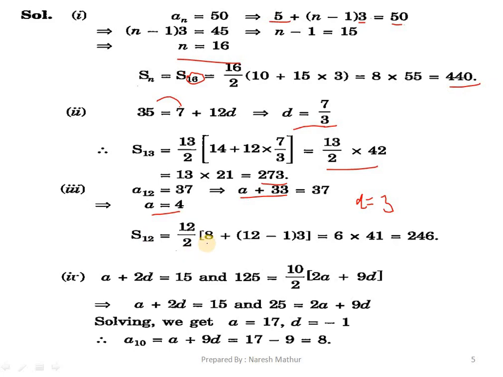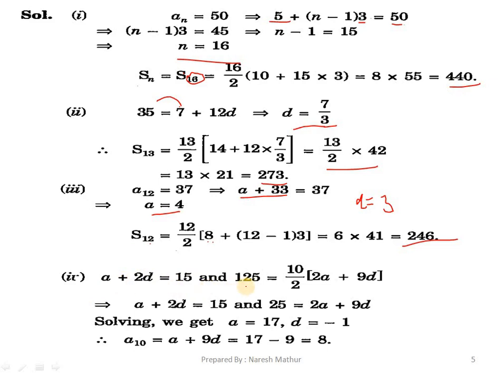Sn equals to n by 2 times 2a plus n minus 1 d. Just put all the values. We have n, we have a, 8 is the value of 2a. We have d, we can get the value of S12. Easy. Next one. Now we were given a3 equals to 15. A3 is given as 15, which means a plus 2d equals to 15.